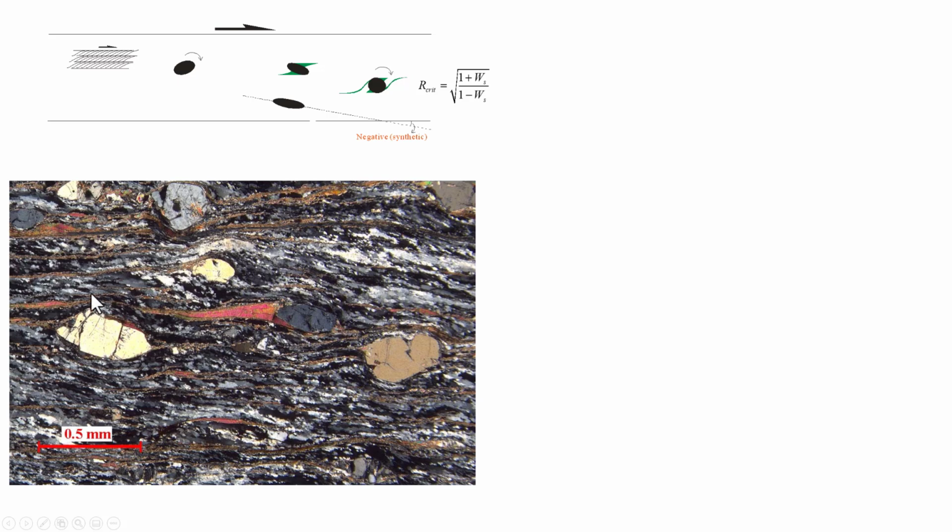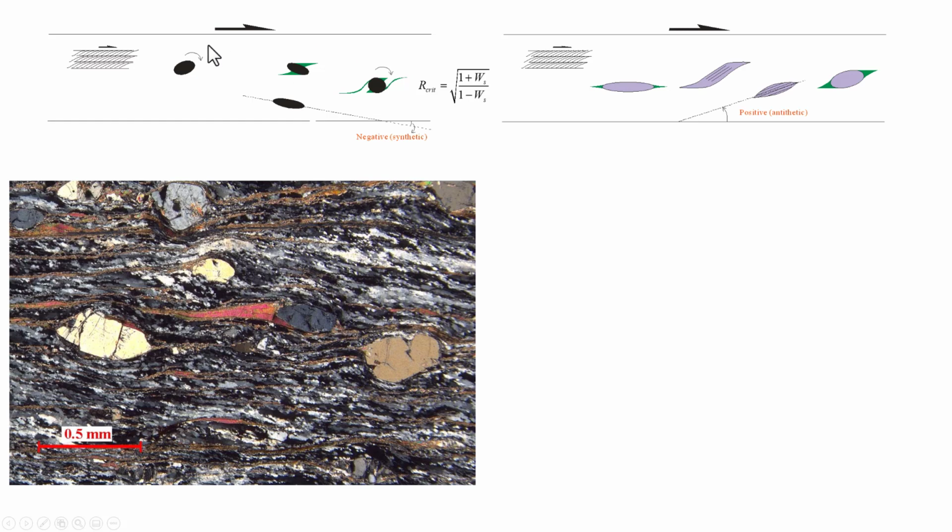Like in this mylonite, the sense of shear here is top to the left. Most feldspar porphyroclasts are aligned with the long axis at a small antithetic angle with respect to the shear zone. Synthetic porphyroclasts are rare.